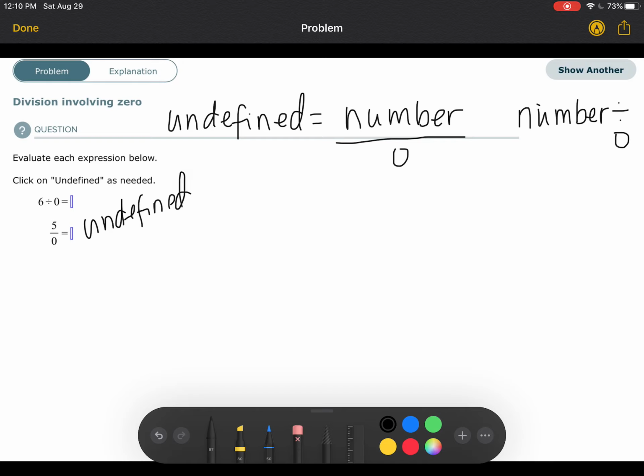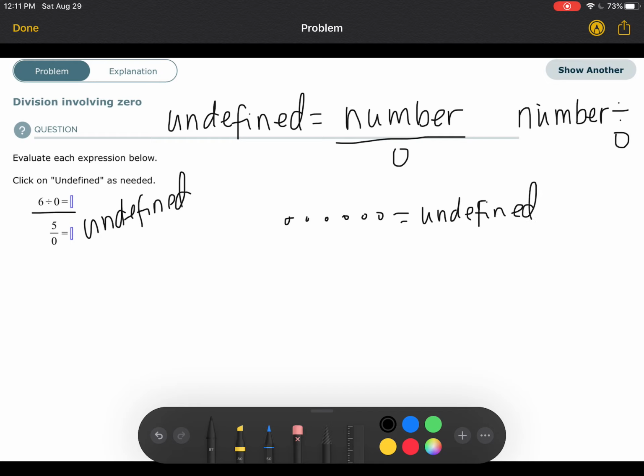So if I start with this first question where it says 6 divided by 0, if I had 6 coins, 1, 2, 3, 4, 5, 6, and I said I want to put each of those equally into groups of 0, I could not put 6 of anything into a group of nothing. So this is undefined, which practically means that this is impossible.